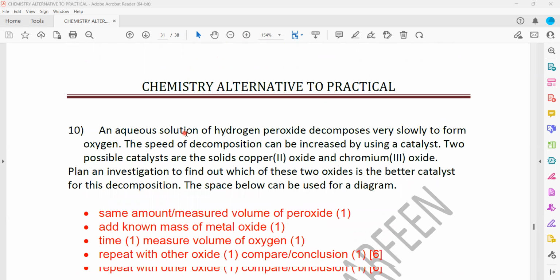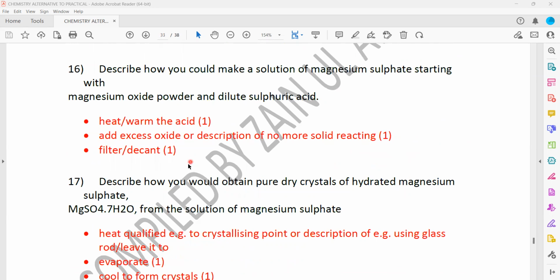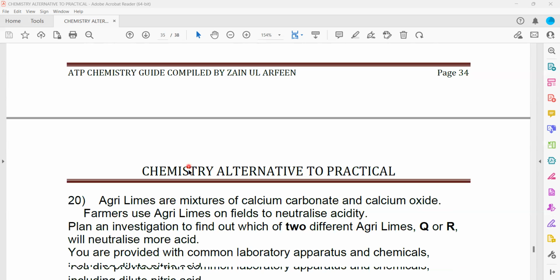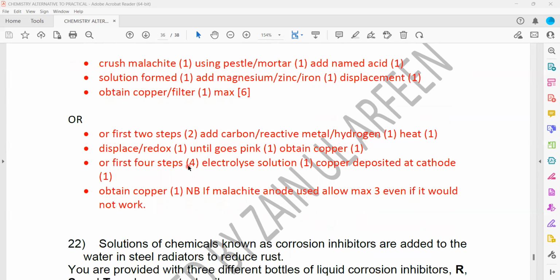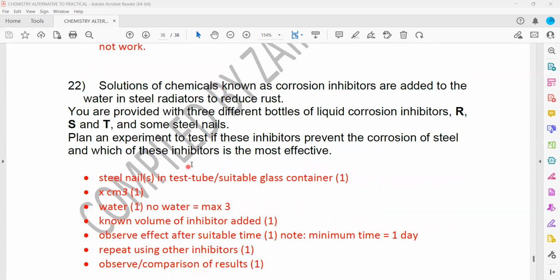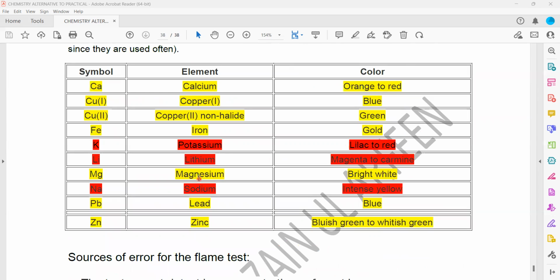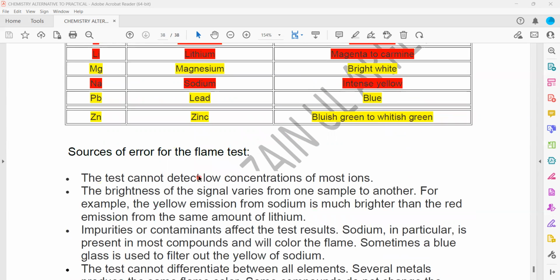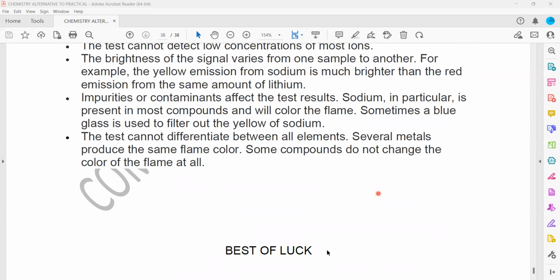Then acid, alkali, and salt preparation and the reactions, how it can be done. And then metals and extraction, like comparing the reactivity of different metals based on different scenarios, sometimes reacting with acid, sometimes reacting with different salt solutions. Flame colors you have to learn, and the qualitative analysis will also be there. So this was about Paper 6.